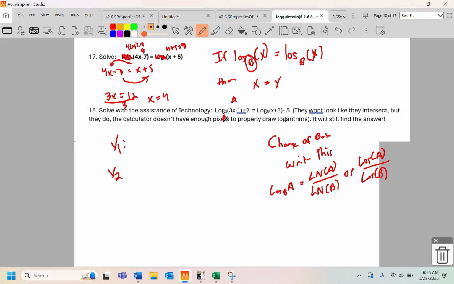All right, so anyways, I'm going to have to rewrite this guy. So this is my a, and this is my b, and this is just a number. It's not part of the logarithm. And I like ln, so I'm going to use ln's. A for above, 3x minus 1 is above. B for below, ln of 3 is below, and then plus 2. That's what I put in y1. y2, this is my a, this is my b. ln of x plus 3, a for above, over ln of 5, b for below, and then minus 5. And these are my y1s and y2s, all right?